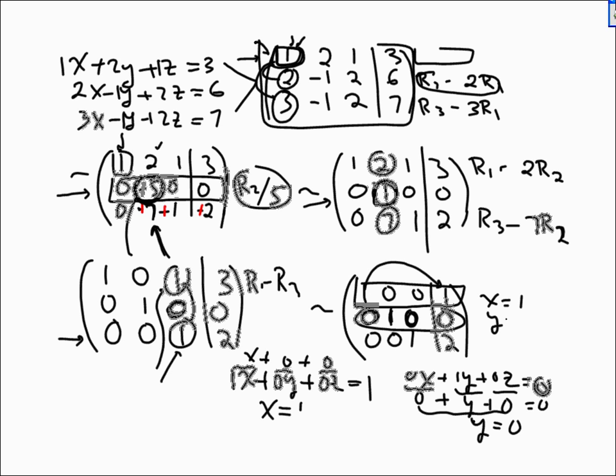And I guess I'll go to the far left to solve this one. 0, 0, 1, 2. 0 x's plus 0 y's plus 1z equals 2.